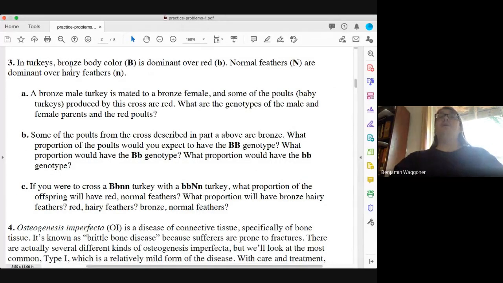In turkeys, bronze body color is dominant over red. Normal feathers are dominant over hairy feathers. If you mated a bronze male turkey to a bronze female, some of the babies produced by this cross are red. What are the genotypes of the male and female parents? Well, let's see. Let's cut over to the board.